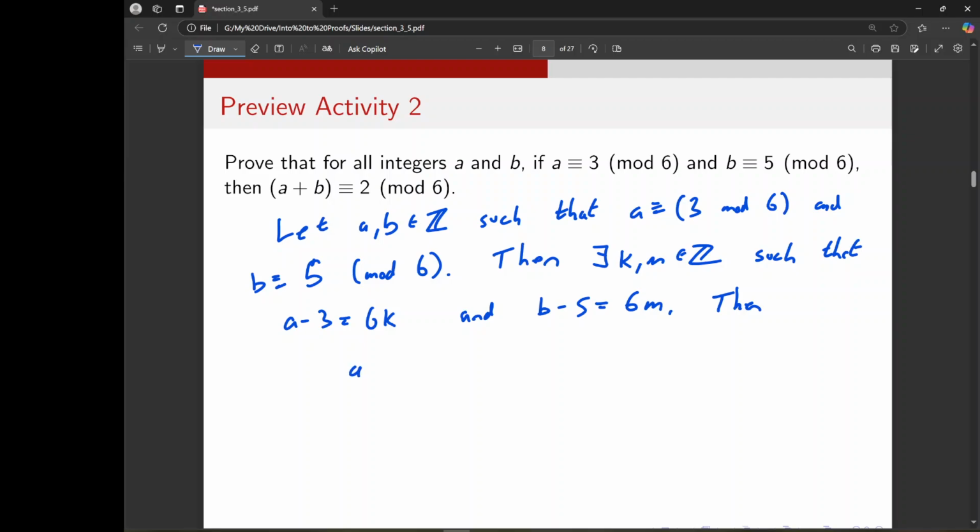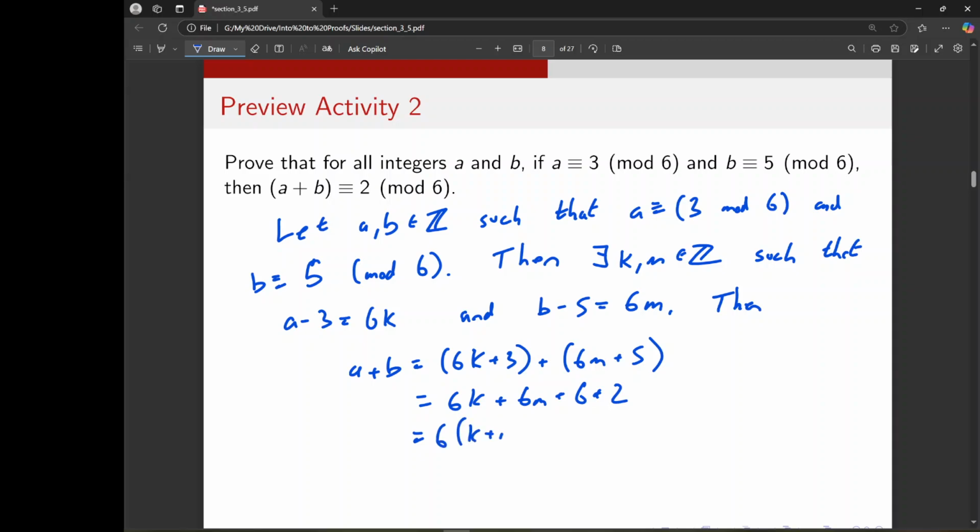Then a plus b equals 6k plus 3 plus 6m plus 5. Let me do the algebra slower for you. That equals 6k plus 6m. Now notice I've got a 3 plus 5, that's an 8. I'm going to write that 8 as a 6 plus 2. So then that's 6 times k plus m plus 1, plus 2.